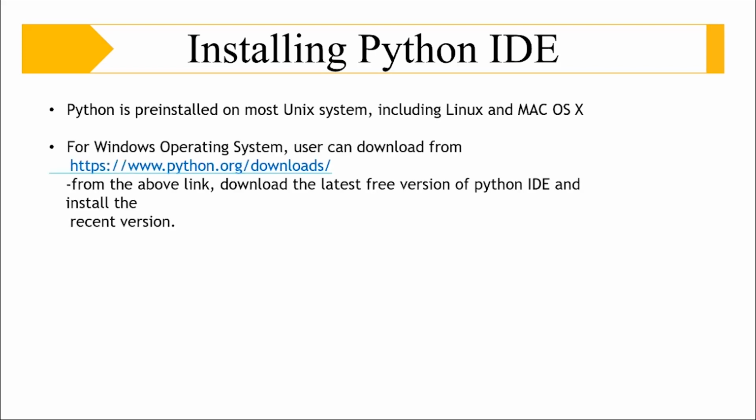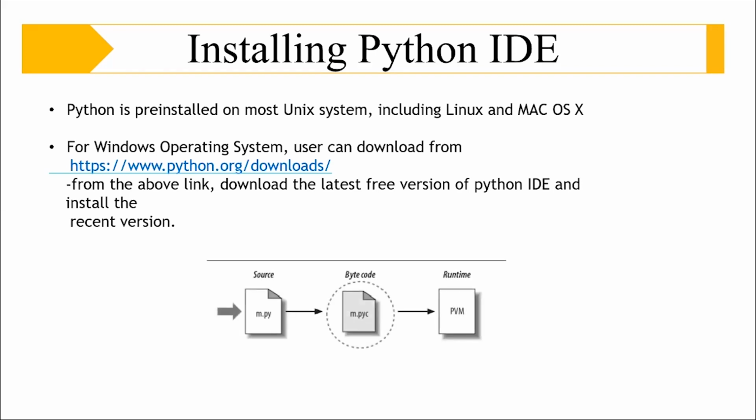But if you are a Windows operating system user, you can download Python from this link, that is https://www.python.org. Go to the downloads page and you can download the Python interpreter. You can download the latest version of it. It's 3.11 point something as of now.